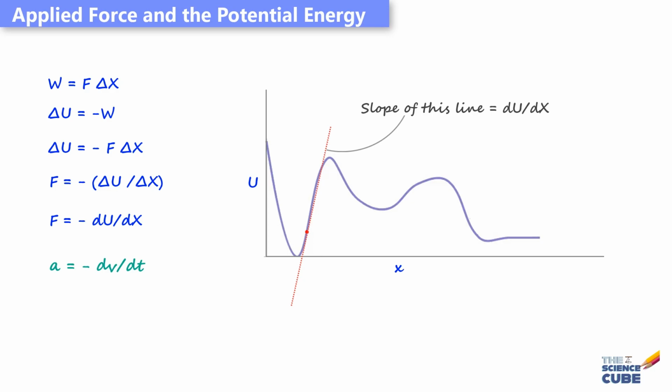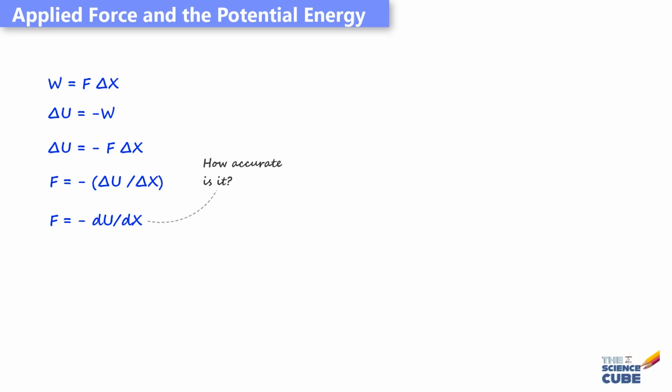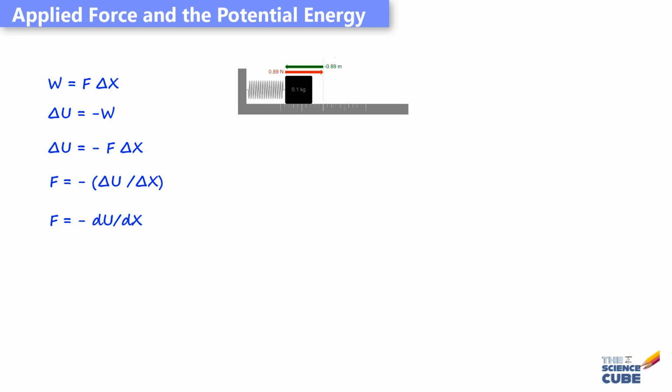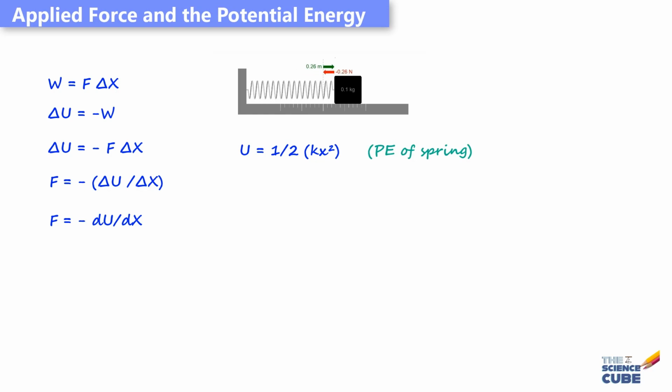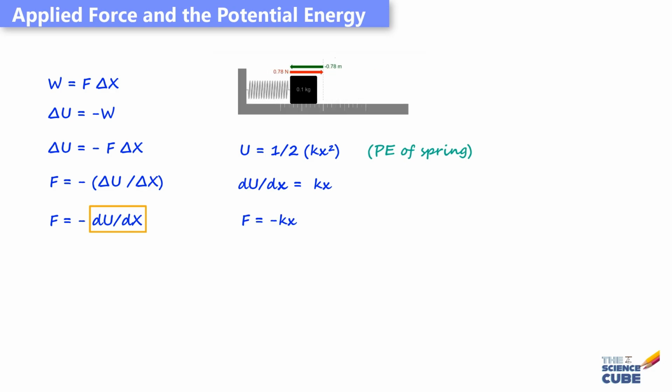Now let us test this equation for its accuracy. So we know that the elastic potential energy of a spring due to the spring force is given as U is equal to half kx squared. Now if you differentiate this equation with respect to x, what you get is dU upon dx is equal to kx. And placing this result here, what you get is F is equal to minus kx, which indeed is true and is Hooke's law.